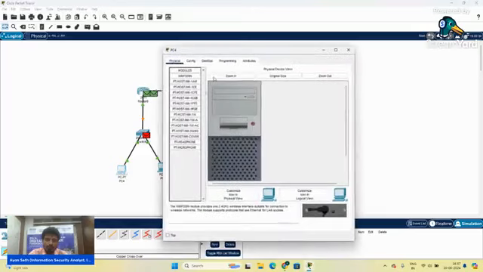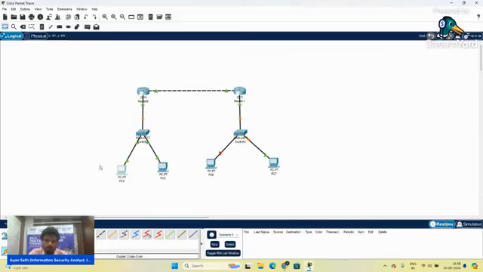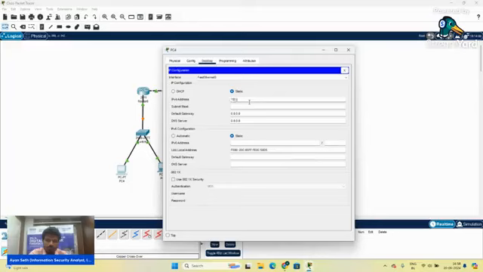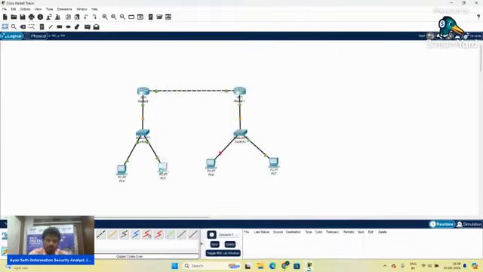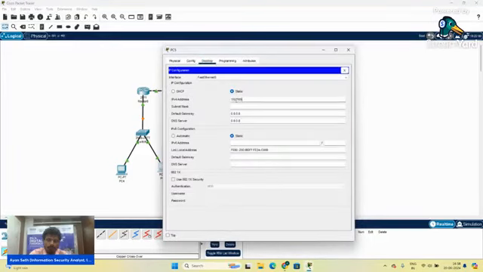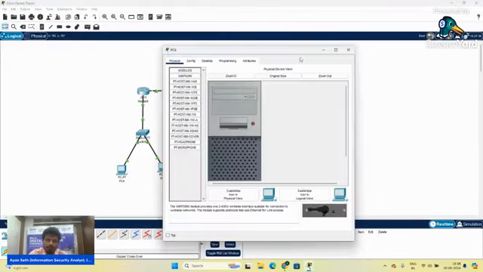Now let's go to this real-time mode. Okay, let's configure the computers. And this is 192.168.0.2, 255.255.255.0, and the default gateway will be 192.168.0.1. Let's configure the second router. Okay, then let's configure this particular computer.